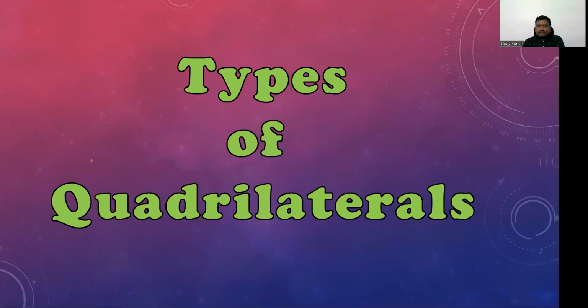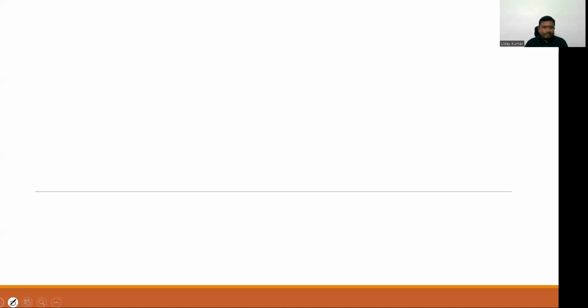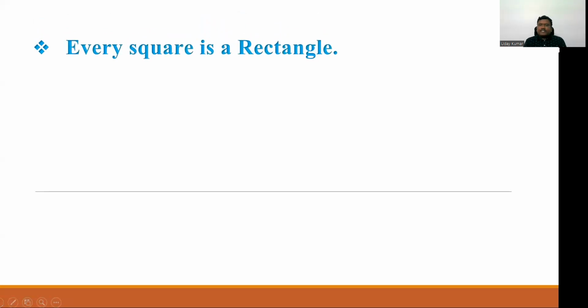Types of quadrilaterals. Before entering into the topic, I would like to ask you a few questions. Let us see. I'll give some statements. Let us see to how much extent you know the answers to that. Every square is a rectangle. Is it true or false? Get ready with your answer. Okay. I hope you are ready with your answer. Yes, it's true. Next statement.